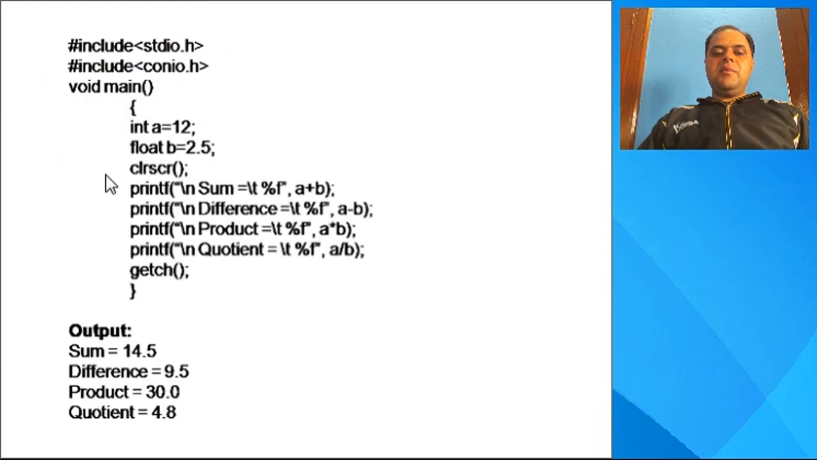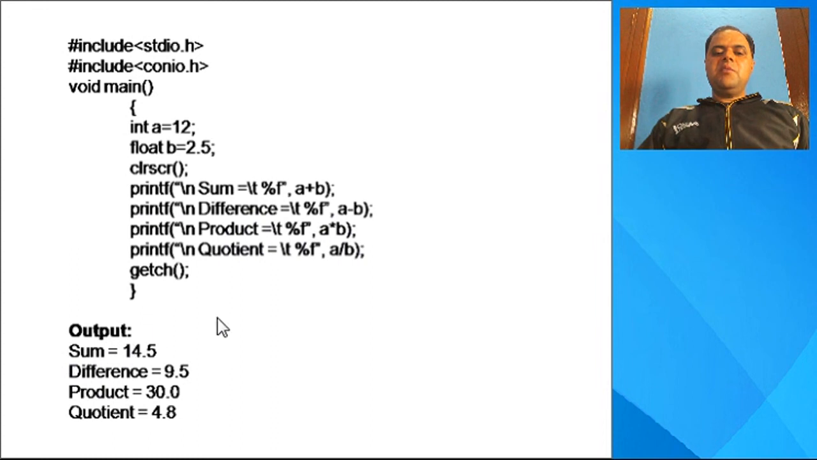Now the program. I have used two data types here: integer data type for a, initializing variable a with 12, and float variable b, initializing variable b with 2.5. So sum equal to a plus b. Sum will be in decimal points, so the format specifier will be %f. When you have two variables, one integer and the other float, the result will be float. So difference is again the format specifier for float %f, a minus b. Product is again %f, a into b, and quotient is a divided by b.